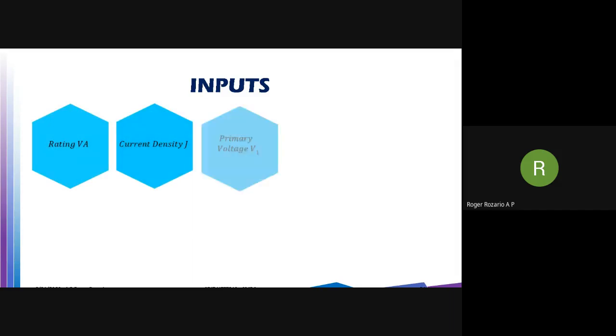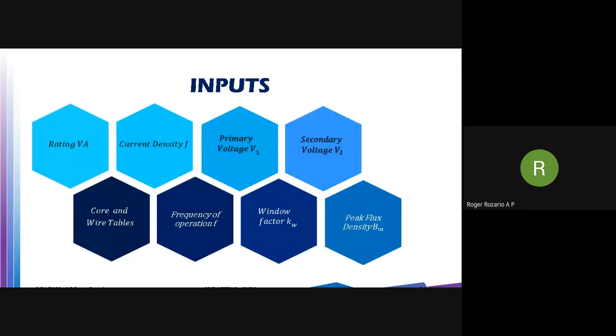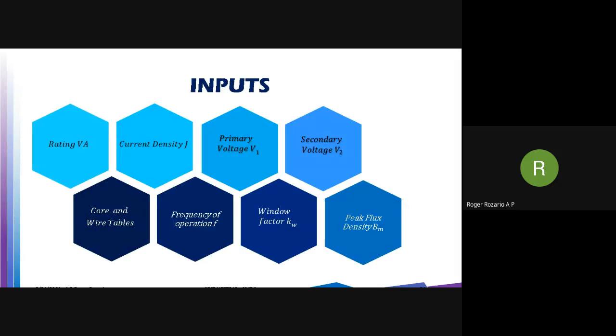So the inputs were all these parameters: rating, current density, voltage in the primary, voltage in the secondary, maximum flux density, the window space factor, and frequency of operation. And with the help of wire and core tables, we were consolidating the steps for designing a transformer. The first step was computing the area product AC into AW. You already know this equation: V1 I1 RMS divided by 2 BM Fs J into KW.